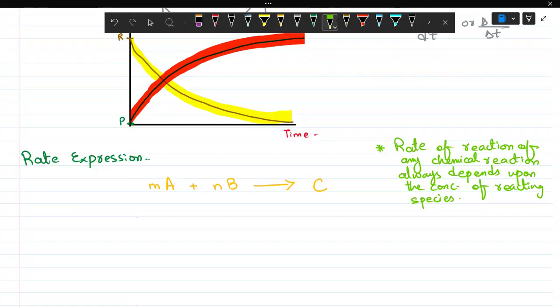Okay. Now let's see that. Rate expression is what? We have to see this rule here. That is basically a law here. Okay. And you can say that this is the rate law.